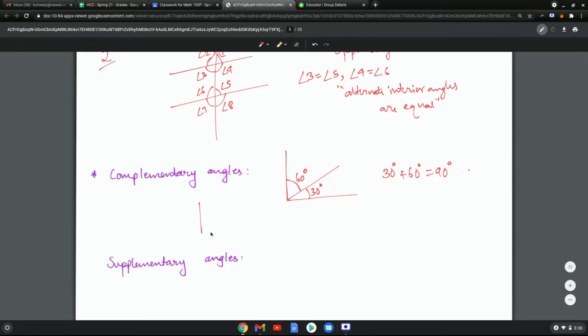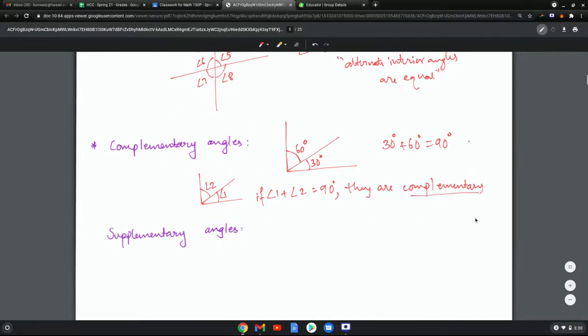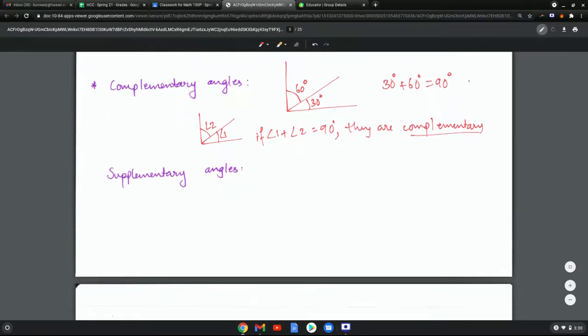So basically, complementary angles are this: if you have angle 1 and angle 2, and angle 1 plus angle 2 equals 90 degrees, they are complementary. It's again just a vocabulary term that is going to come up multiple times, so you should know this.